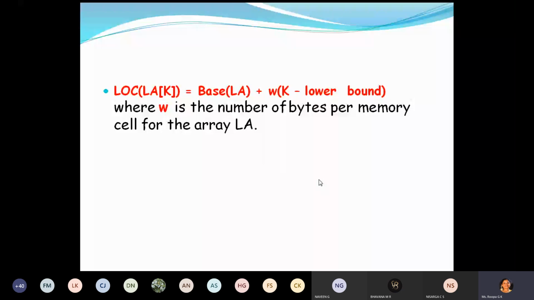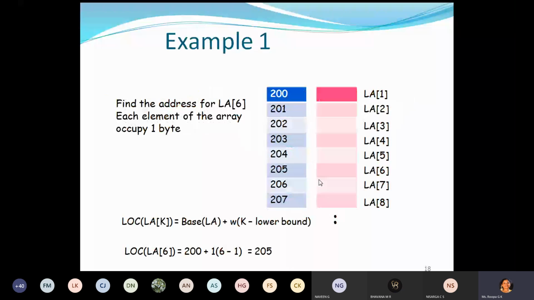For example, let us discuss the problems now. Very simple: let us consider an 8-bit machine. If your computer's word length is 8, then elements are stored in this way. Memory location 200 is the position to store LA of 1, the first element. At 201, LA of 2 is stored. At 202, LA of 3 is stored, and like that. In this case, each element of the array occupies 1 byte.